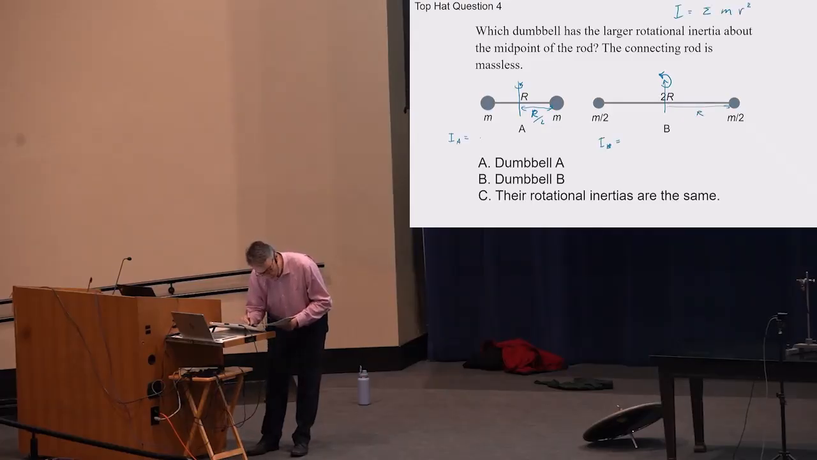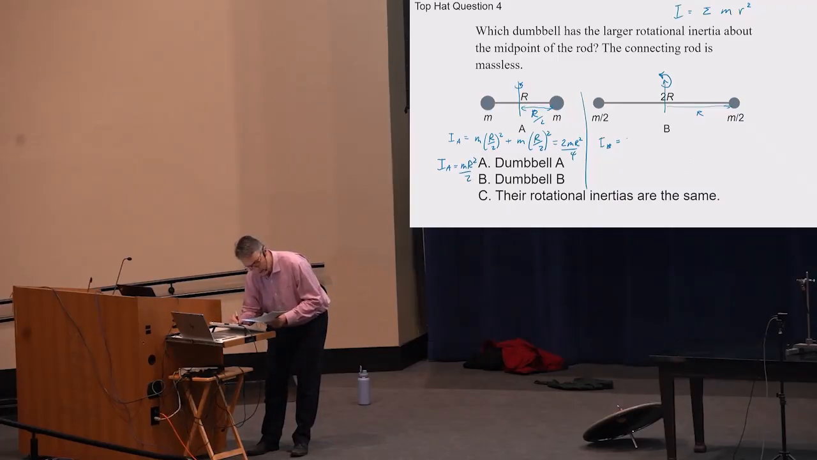But basically, IA will be m times r over 2 squared plus m times r over 2 squared. Okay, so that's equal to 2 m r squared over 4. So I think IA is equal to m r squared divided by 2, because 2 over 4 is 1 over 2. And IB is going to be m over 2 times r squared plus m over 2 times r squared, which is just m r squared.